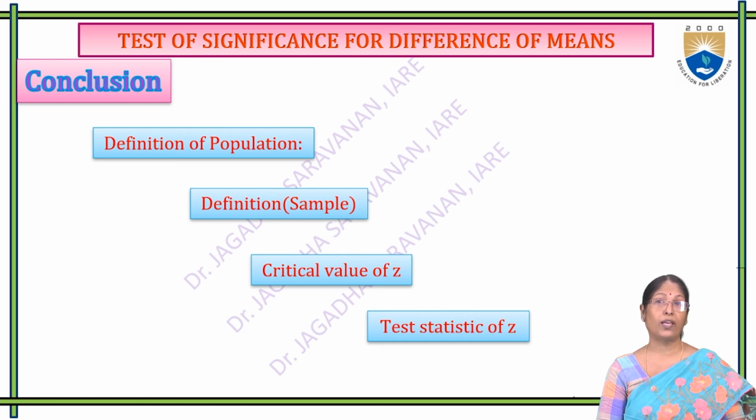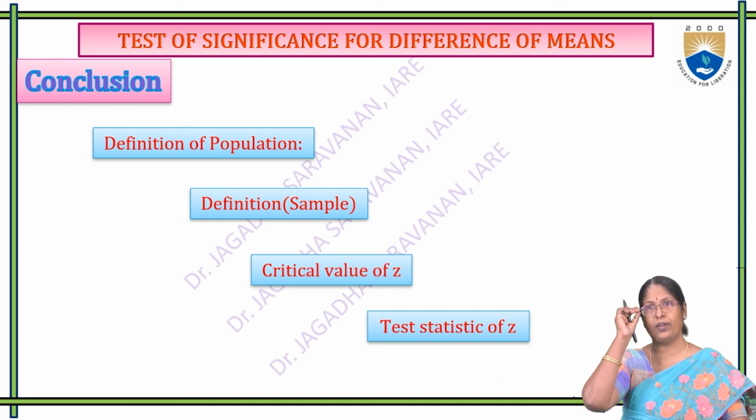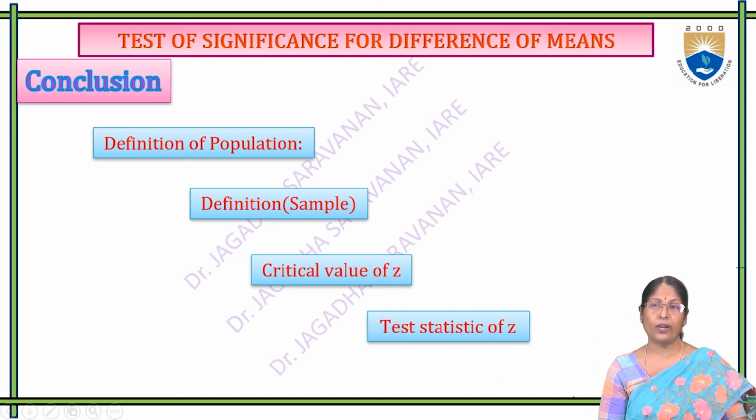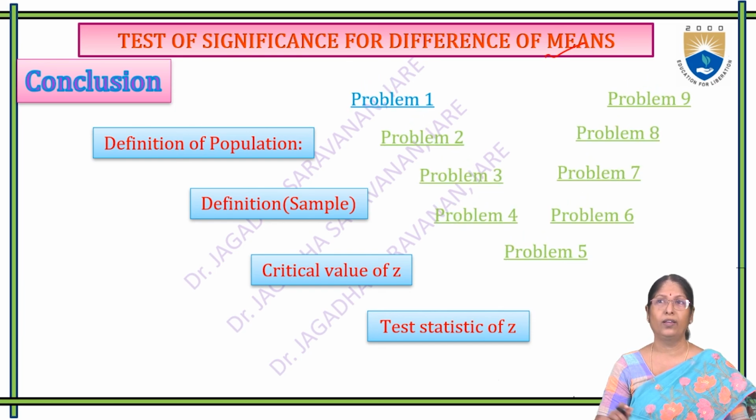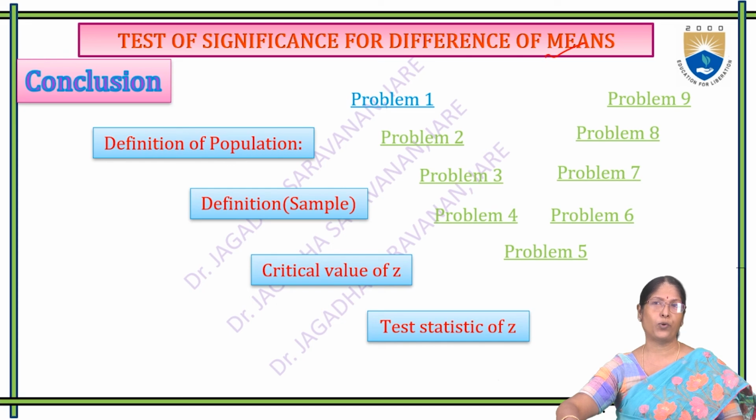If both the samples are coming from the same population, then sigma 1 square and sigma 2 square are replaced by a common sigma square. The test statistics related to our difference of means. Two means are given. We discussed in detail. There are nearly more than 9 problems we discussed in this video lecture regarding two means.